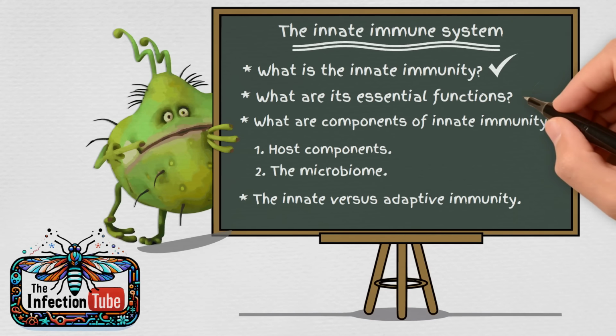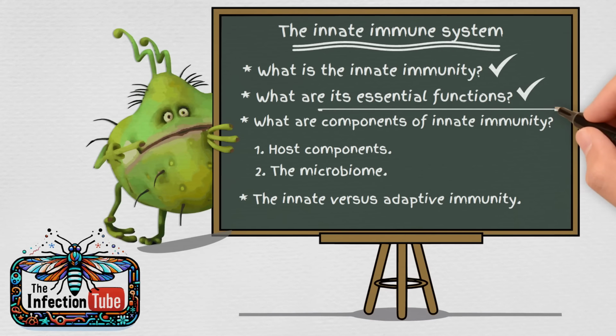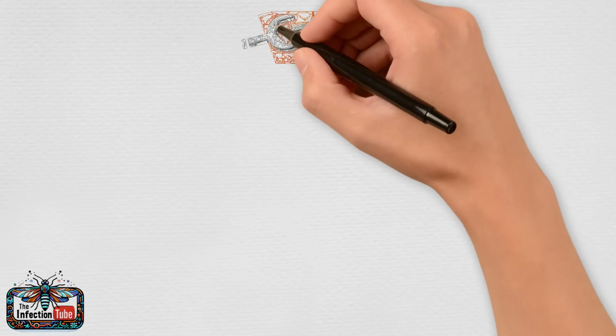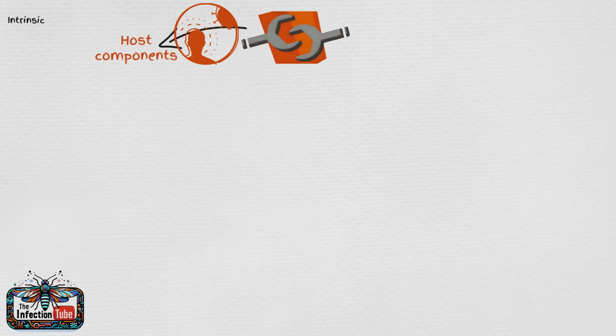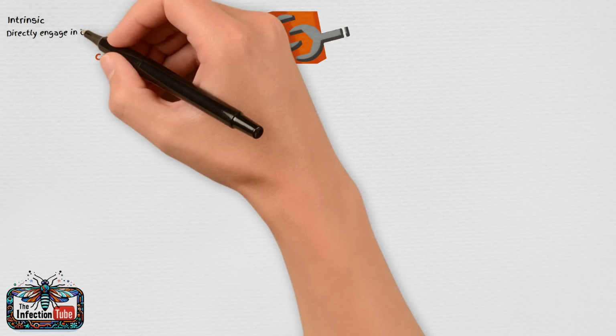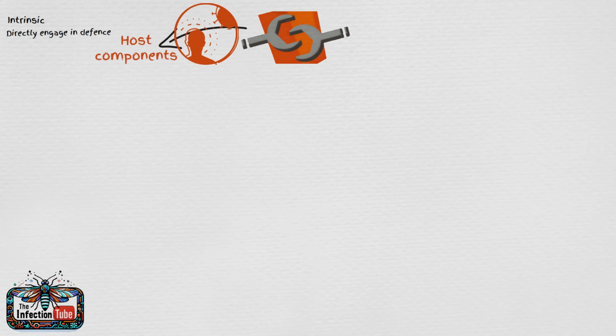Now we finished answering the first two questions. Let's begin with the components of innate immunity. We have two components. The first is host components, which are intrinsic parts of a human's body and directly engage in defense against invading microorganisms.